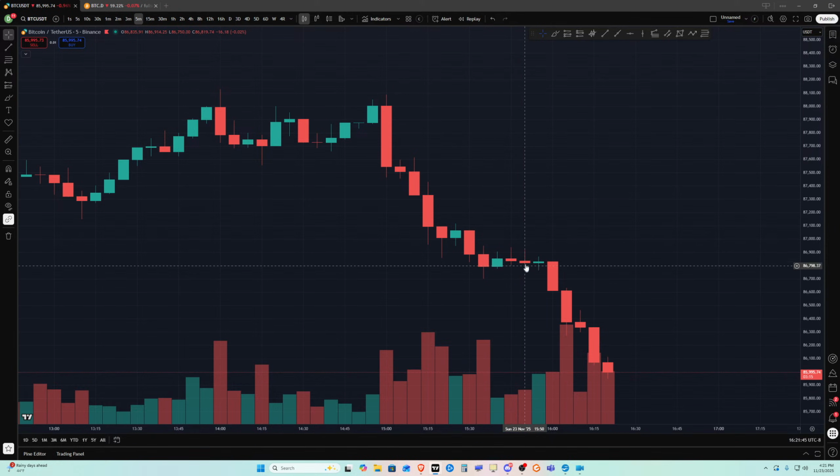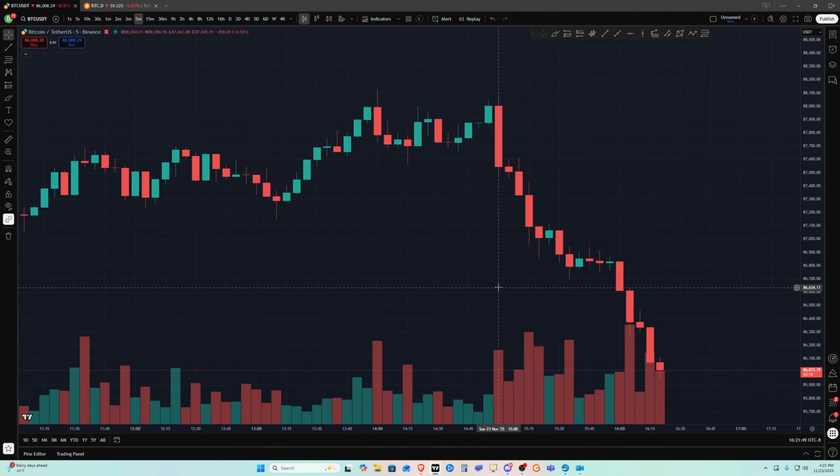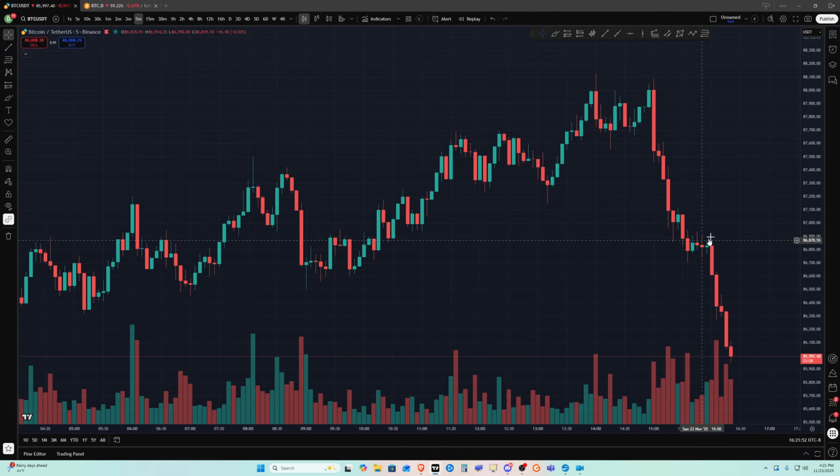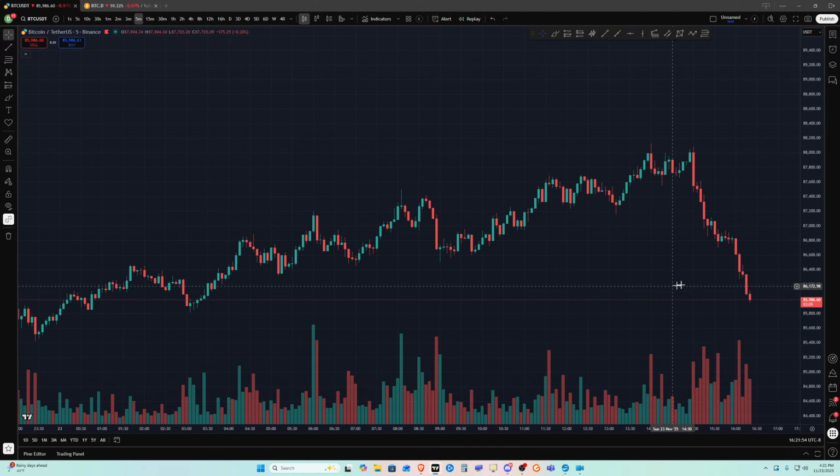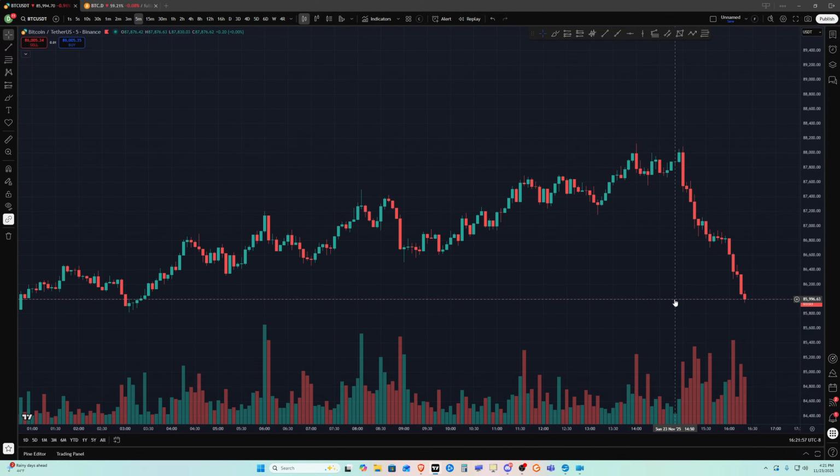When the body is really small and the wicks are longer, we call these dojis. Things like that. Okay, you can study candlestick patterns for a long time, and I really recommend understanding candles and candlestick patterns, because that needs to be the foundation of your trading or investing. Because that tells you, I mean, that's really what you're after, right?